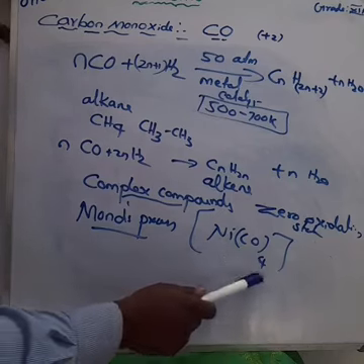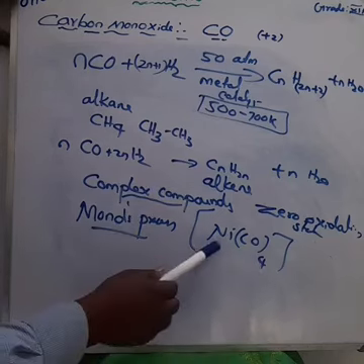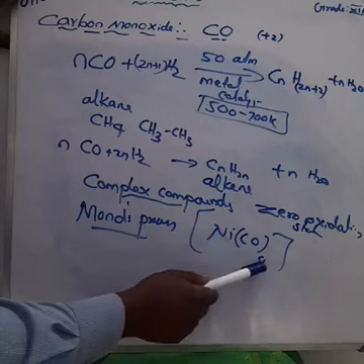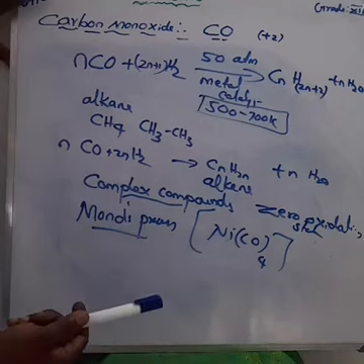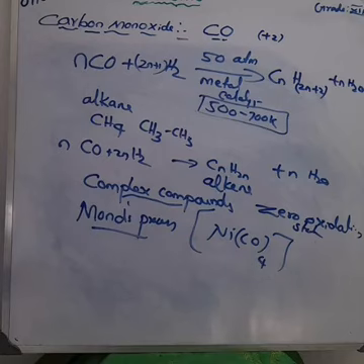Nickel tetracarbonyl. Nickel, that is Ni. Tetra means 4. Mono means a single one. Di means 2, tri means 3, tetra 4, penta 5, hexa 6. Am I right? Yes or no?